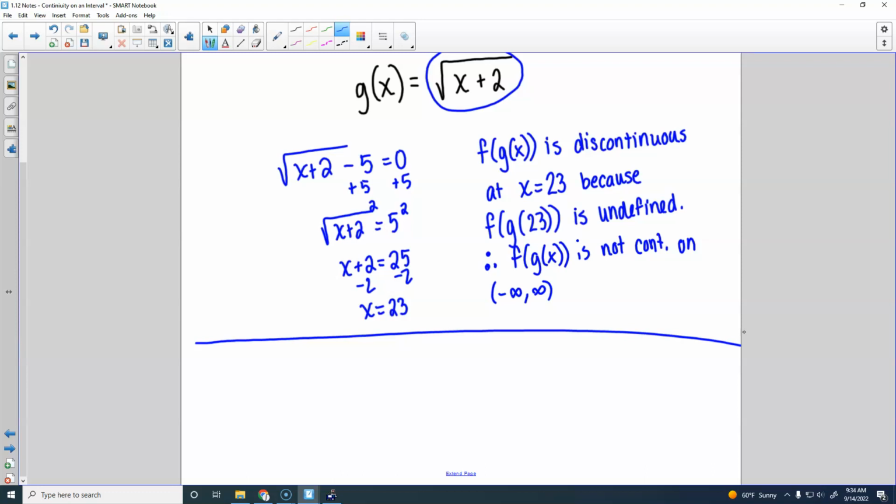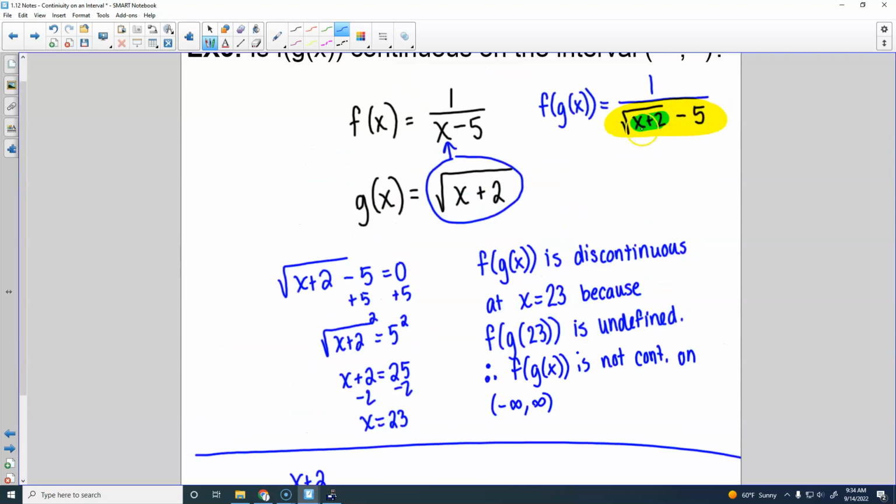It's not the only way we could do it, though. We could also consider that x plus 2. What do we know about x plus 2 right here?